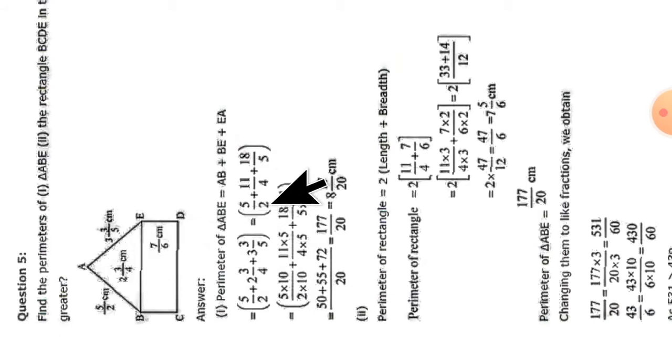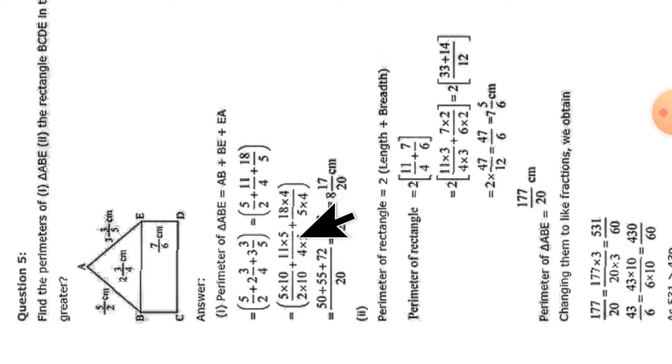So equal to 5 upon 2 plus 4 twos are 8 plus 3 will be 11 upon 4 plus 5 threes are 15 plus 3 will be 18 upon 5. Now here we have to find the LCM. LCM of 2, 4 and 5 is 20. So denominator should become 20 now. 2 tens are 20, so 5 also multiply by 10.